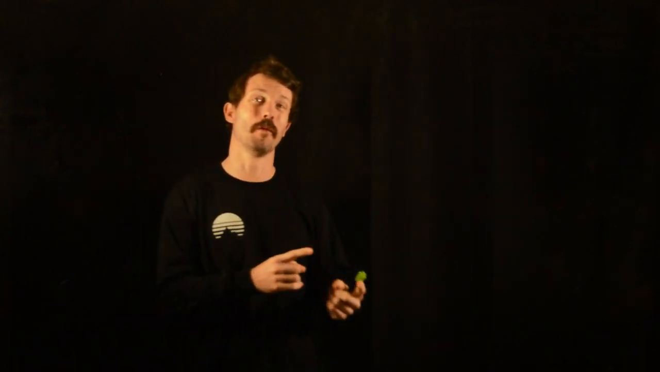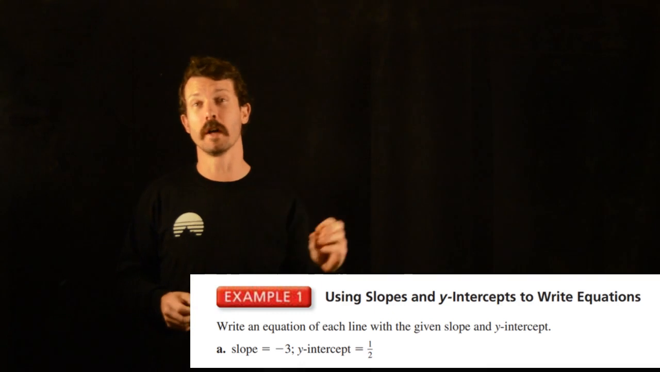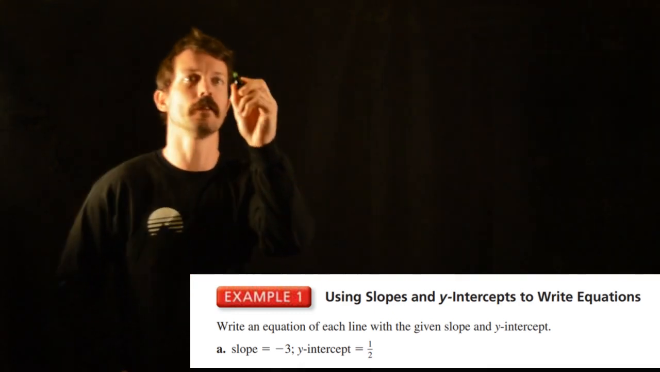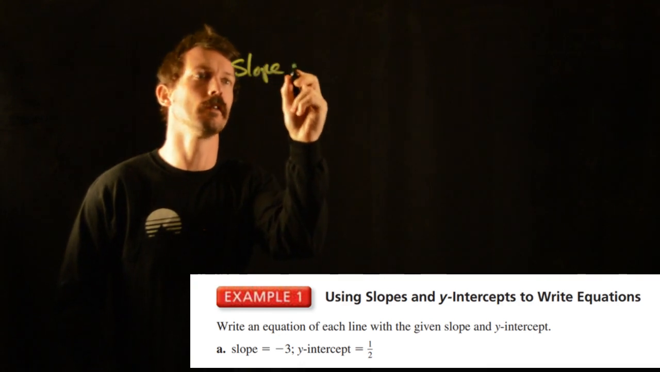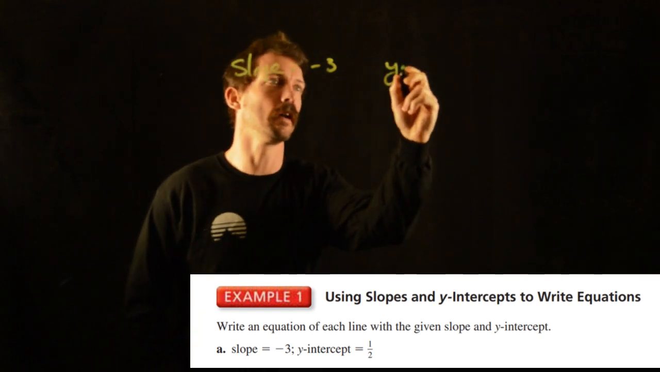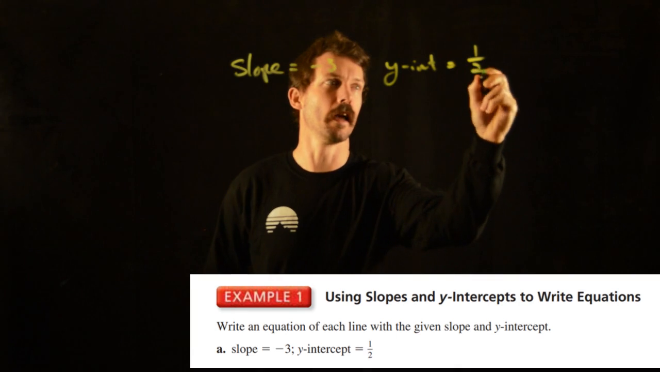Alright guys, so today in this section, before we were dealing with graphing in different forms. Now we're going to learn how to write in different forms. What I mean by that is we're going to learn how to write an equation given a certain amount of things. So let's say I gave you the slope. Let's say the slope was equal to -3 and the y-intercept was equal to 1/2.